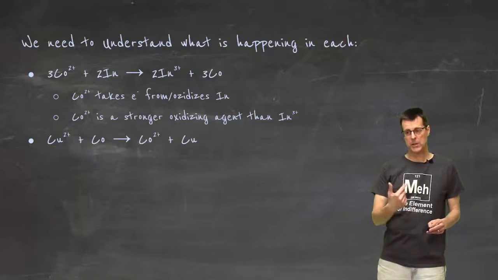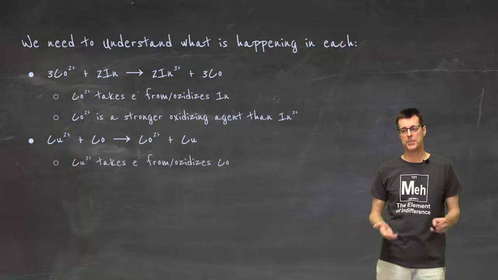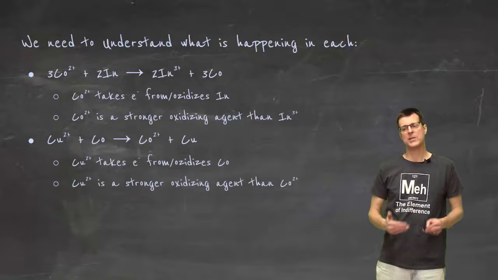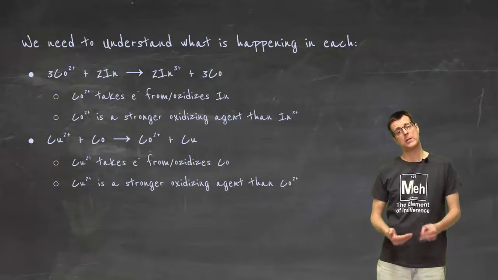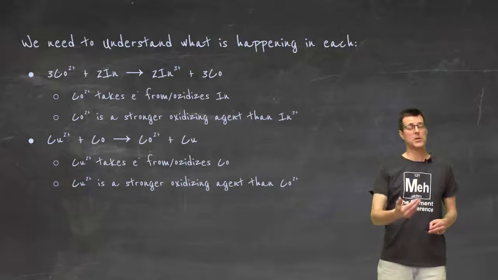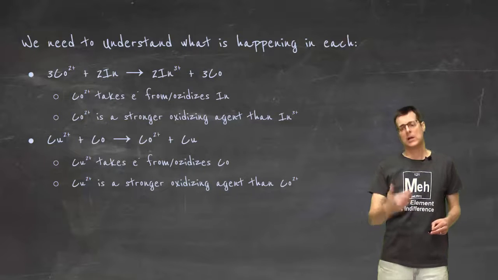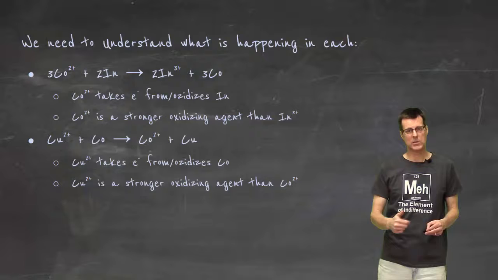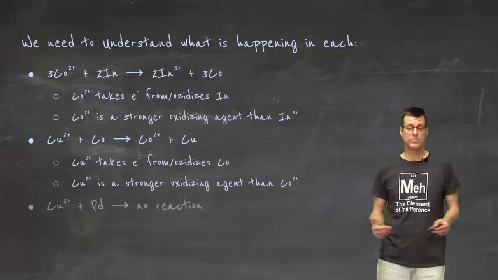Copper, in turn, will oxidize cobalt, and that makes copper ion a stronger oxidizing agent than cobalt is. So I've got cobalt as an oxidizing agent, and I've got copper as an oxidizing agent, and copper is a bit stronger than cobalt so far.